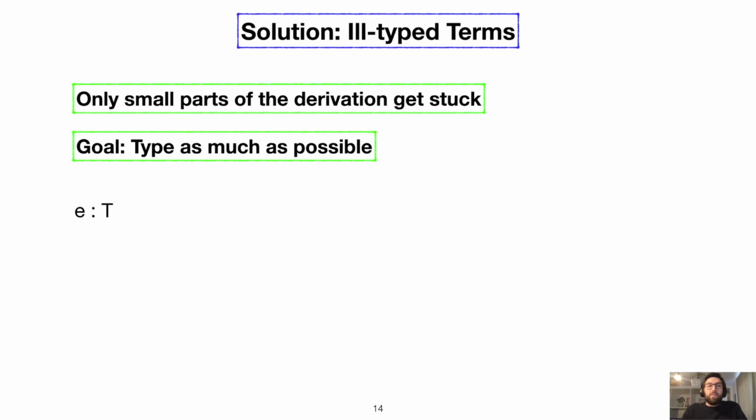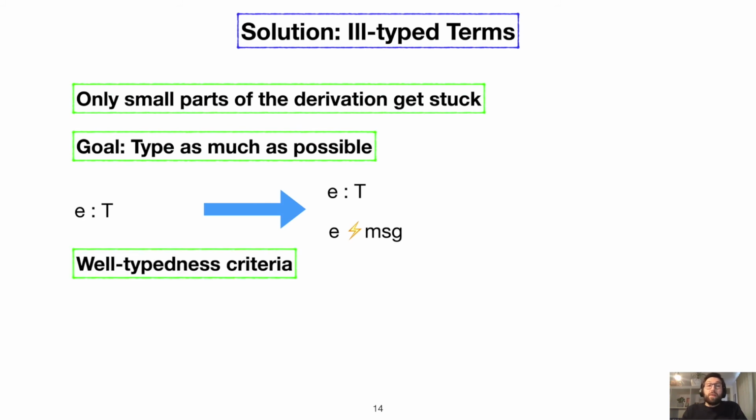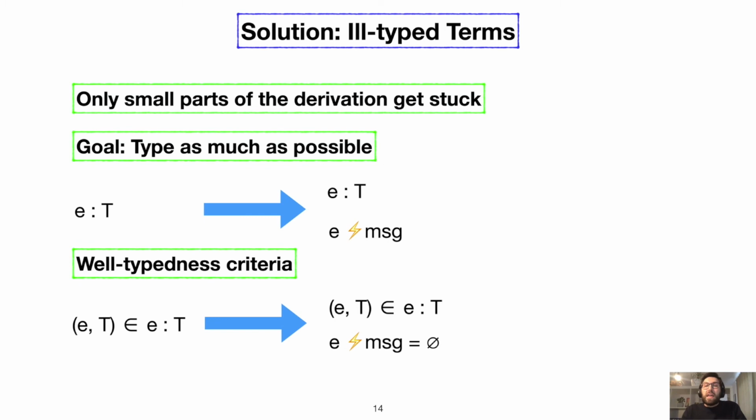We take the typing relation and derive two relations: one that derives the type, if possible, and another that collects stuck derivations. But here we need to be careful, because the well-typed criteria changes. On the left-hand side, an expression is well-typed if it is in the typing relation. But after our transformation, on the right-hand side, it is only well-typed if the expression is contained in the typing relation and the error collection relation is empty, which means that there were no stuck derivations.